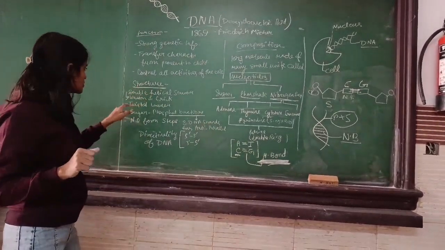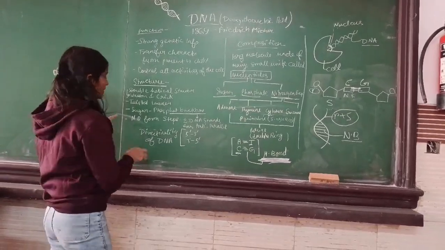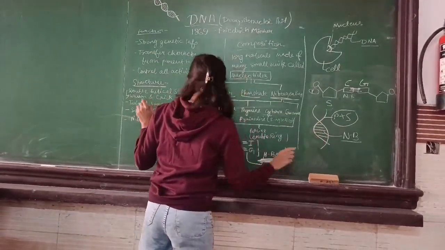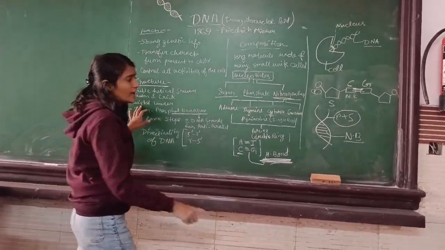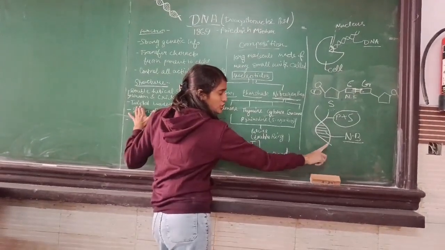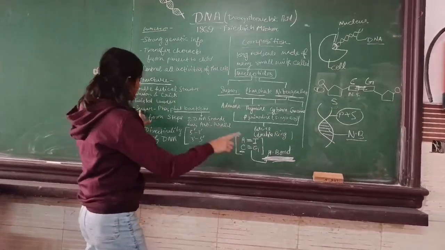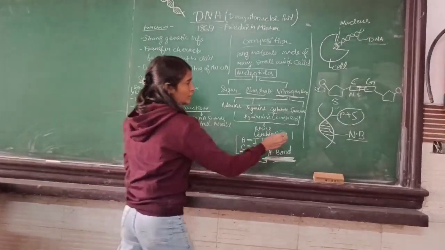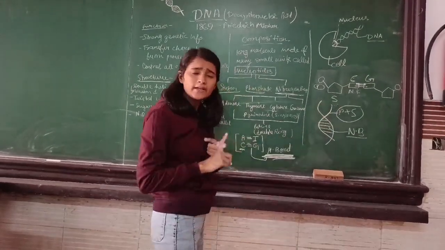Now let's talk about structure. DNA has a double helical structure. This one is the double helical structure, which was proposed by Watson and Crick. And it has a twisted ladder-like structure, which is the nitrogenous base. And it has a sugar phosphate backbone. This one is the sugar phosphate backbone, which runs antiparallel.